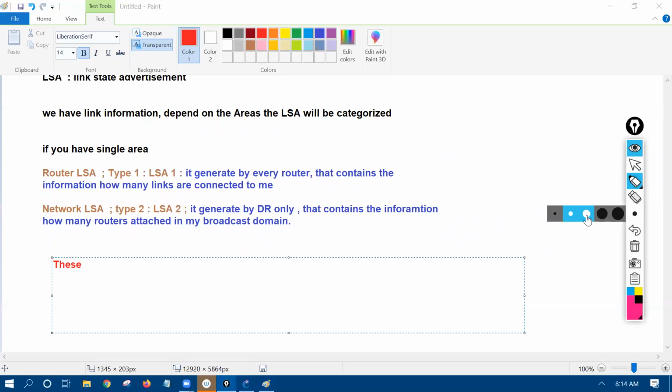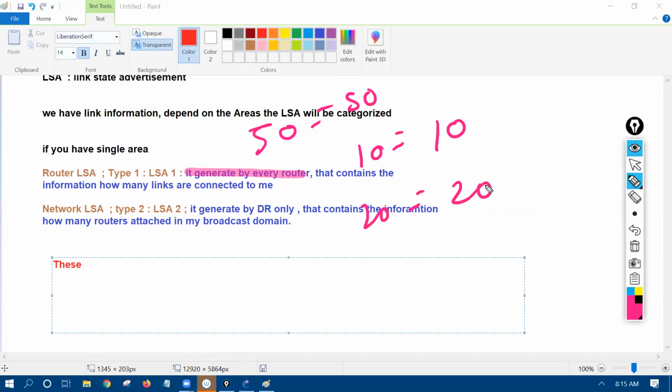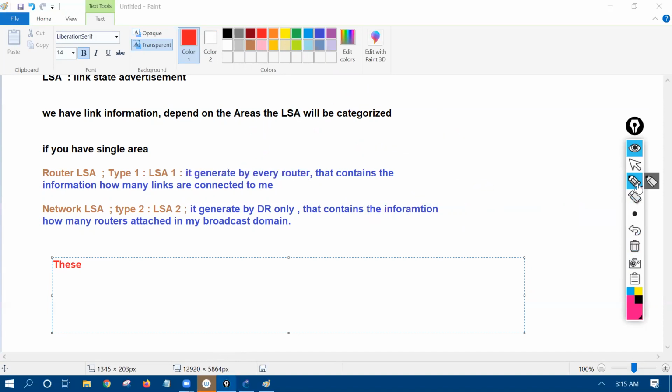See, try to read this line. The router LSA is generated by every router. That's it. So if you have 50 routers in your area, you will have 50 router LSAs. If you have 10 routers, you have 10 LSAs. I'm talking about router LSA. The network LSA is generated by the DR only.